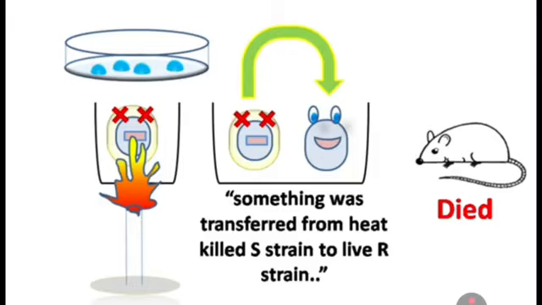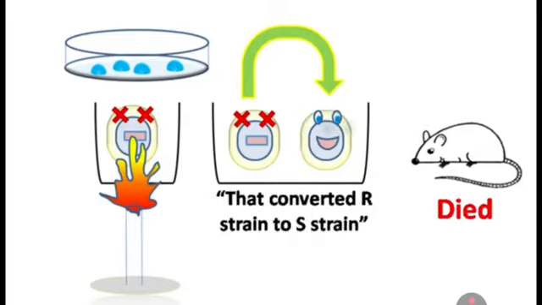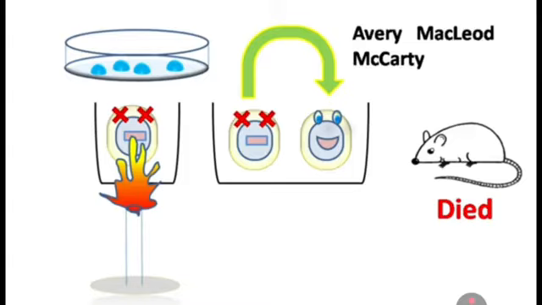This means something was getting transferred from heat-killed S strain to live R strain, which converted the live R strain to S strain, which was highly pathogenic. And this phenomenon is known as the transforming principle. Griffith did not know what is getting transferred from the heat-killed S strain to the live R strain. Further experiments to find the transforming principle were done by Avery, McLeod and McCarty.